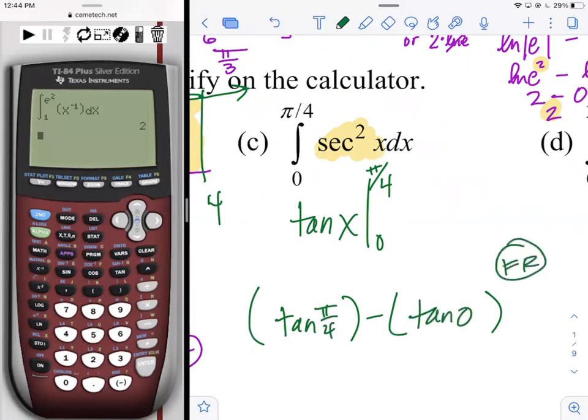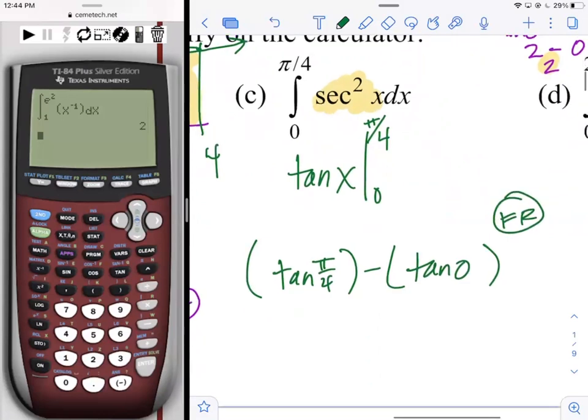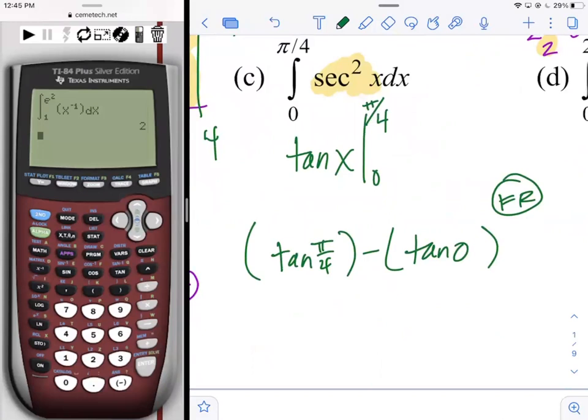Free response. I'm walking away winner. Oh, yeah. Give me my points. Multiple choice. You're like, oh, yeah, it's unit circle time.